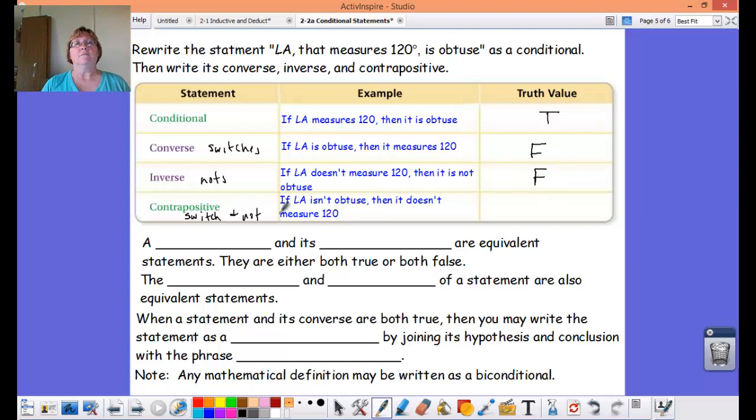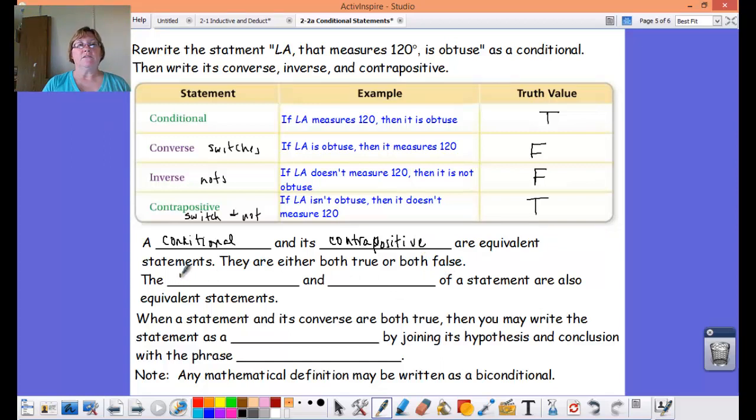Okay. And finally, the contrapositive both switches and negates. If the angle A is not obtuse, then it doesn't measure 120, and that is true. If it's not an obtuse angle, it cannot measure 120. Once again, I think that you will notice the truth values of the conditional and the contrapositive are true. Okay, that is, a conditional and its contrapositive are equivalent statements. They both have the same truth value. Okay? They're either both true or both false.